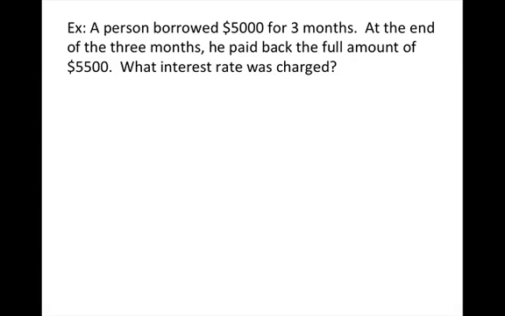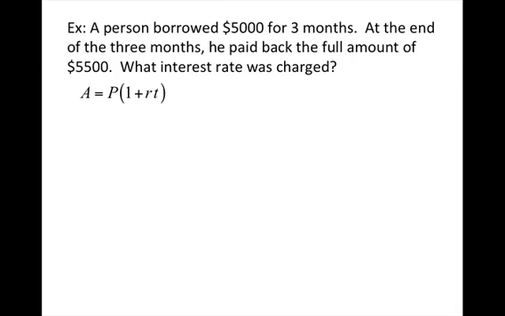So let's look at the next example. A person borrowed $5,000 for 3 months. At the end of 3 months, he paid back the full amount of $5,500. What interest rate was charged? You can work this out 2 ways. You can either subtract the 2 amounts and get that the interest is $500 and then use your interest formula, or you can use the formula for the final amount. I've used the formula for the final amount, but if you work it the other way, that will be fine.